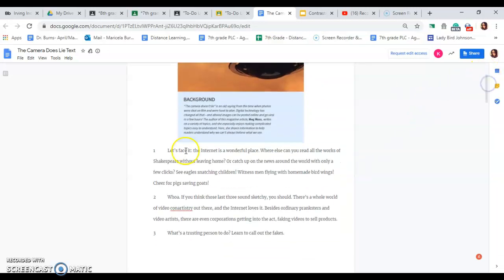What I want you to do is look at any words where there are word gaps, any place where you might not have any understanding of what the word means, even if you look it up, but that you could possibly get when you use the context within the article to figure it out. For example, if I read, "Let's face it, the internet is a wonderful place. Where else can you read all the works of Shakespeare?"